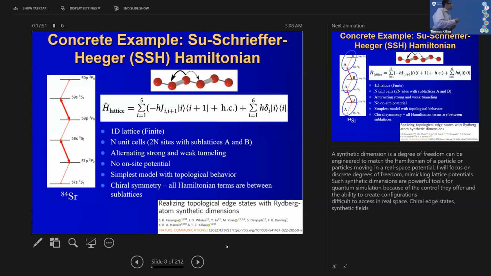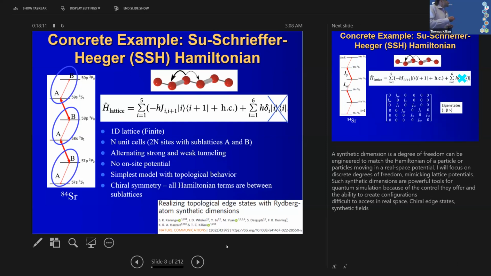And so this is typically a finite lattice, and there are unit cells of two sites each. And so if there are n unit cells, then there are 2n sites. And so you can label a sublattice A and B. And as I said, there's alternating weak and strong tunneling. Traditionally, there's no on-site potential. And this is a really nice model to do because it has interesting physics. In particular, it has topological order and a topologically protected edge state.